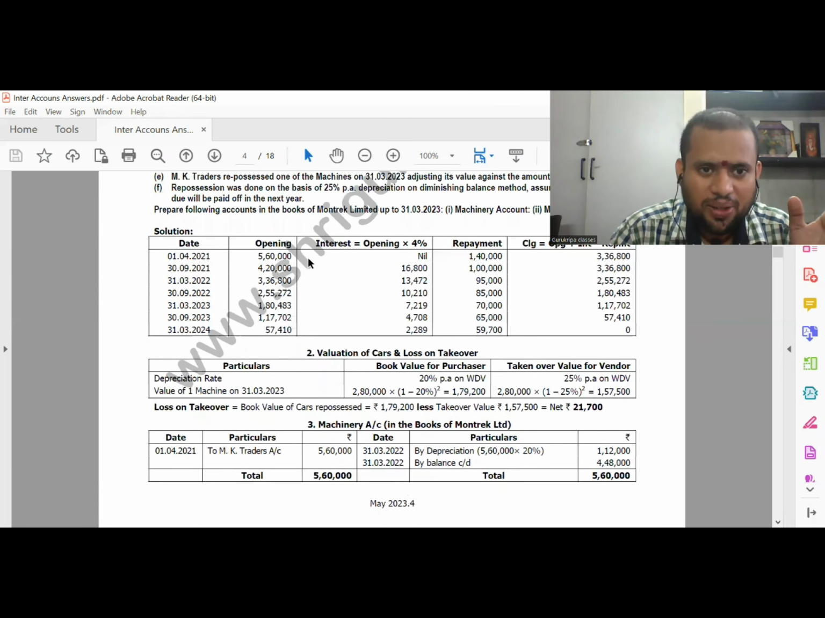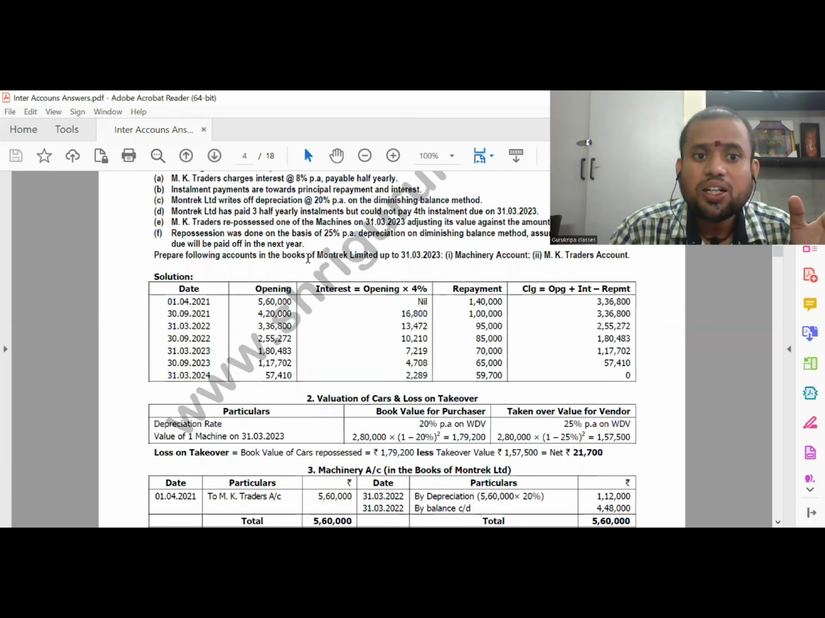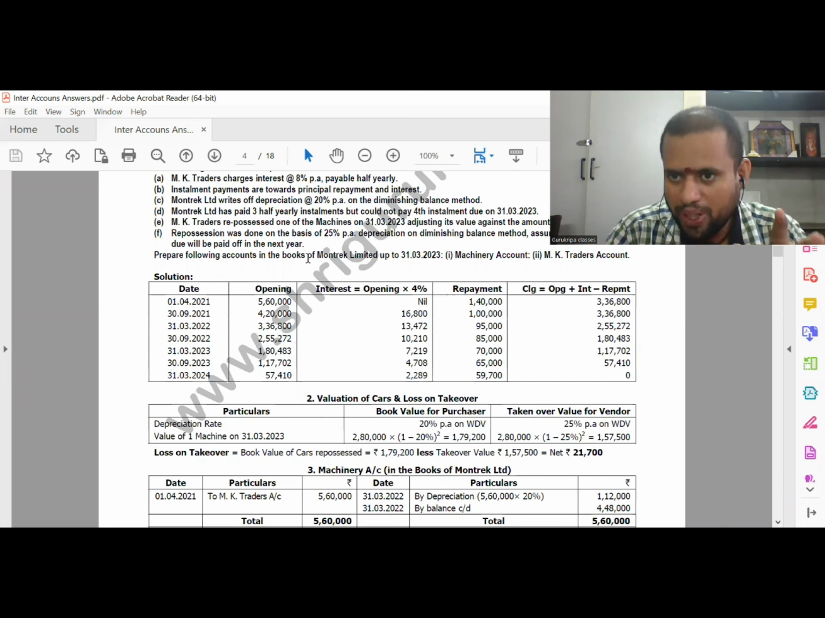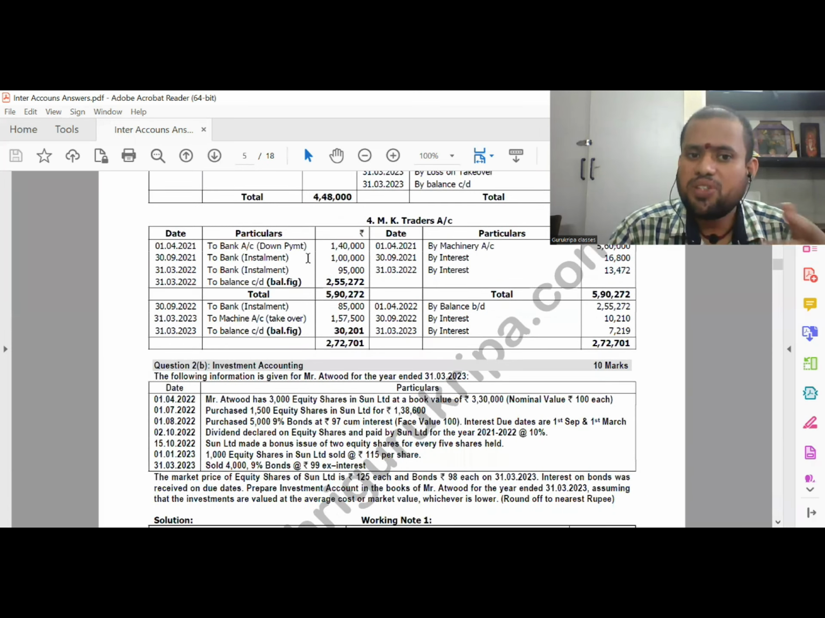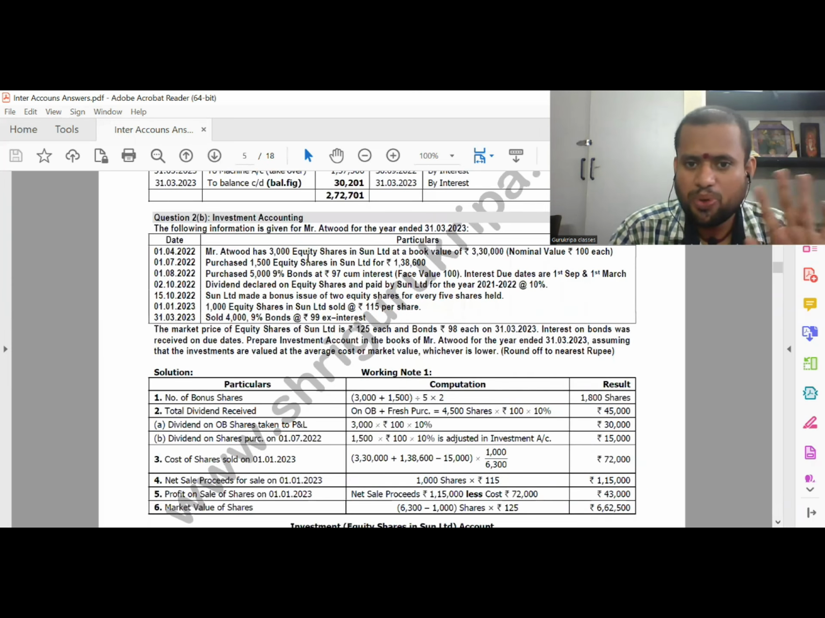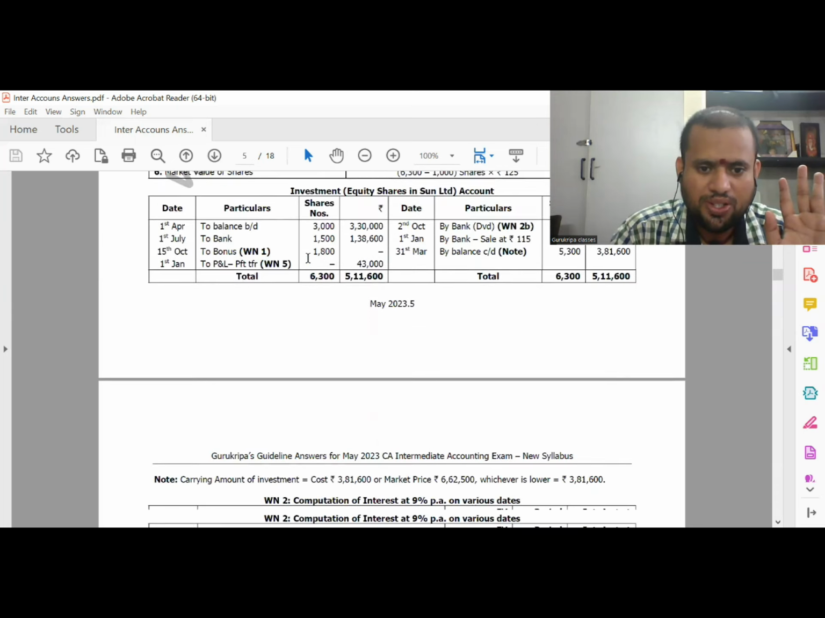And here, the third installment has been paid, but the fourth installment could not be paid. The fourth installment falls at the end of the second year, because it is half yearly, correct? So after 2 years, goods have been repossessed. That we have to see. And the investment account, as usual, same question. There are no specific adjustments.